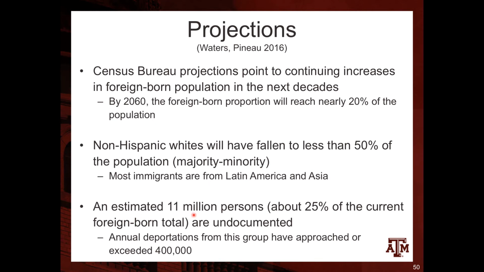And an estimated 11 million persons are undocumented in the US. This is about 25% of the current foreign-born total in the country. And we have been seeing in more recent years that annual deportations from this group of undocumented immigrants have approached or exceeded 400,000 per year. So it has been increasing a lot in these last years.